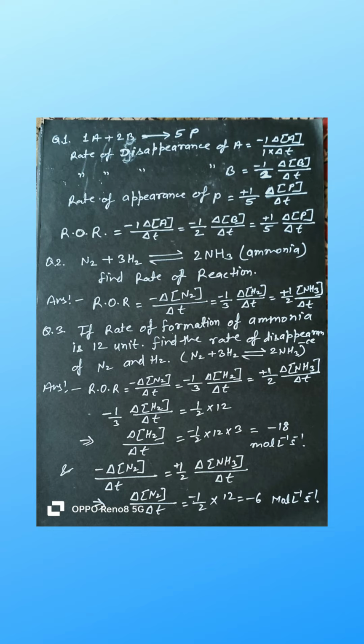Now find nitrogen. The rate of nitrogen is directly equal to the rate of reaction. So, the rate of nitrogen is minus 6 mole per liter. Again negative because nitrogen is a reactant. These are the final answers. Remember again the 3 rules. The coefficient always comes down. Reactant rates are negative. Product rates are positive. If you follow these rules, rate of reaction numericals will always be easy.